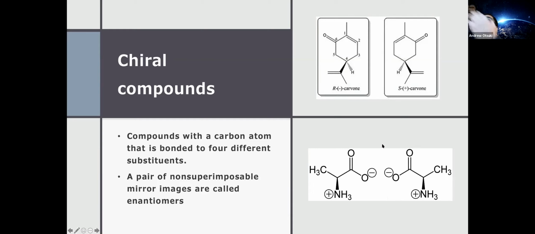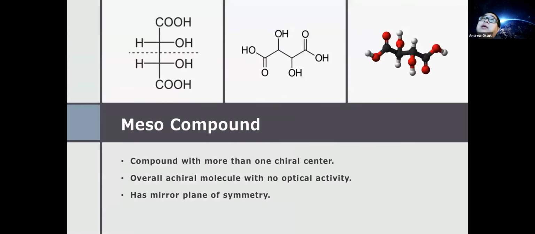So you'll have to identify enantiomers in the activity. And lastly, we'll talk about meso compounds. Meso compounds are compounds that have more than one chiral center. That's by definition. If you have a meso compound, it may have chiral centers, but it's overall optically inactive. So it has no optical activity, and that's because it has an internal mirror plane.